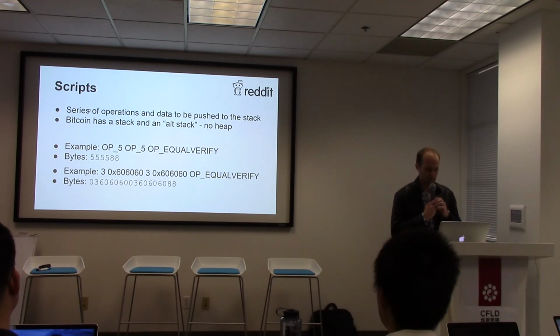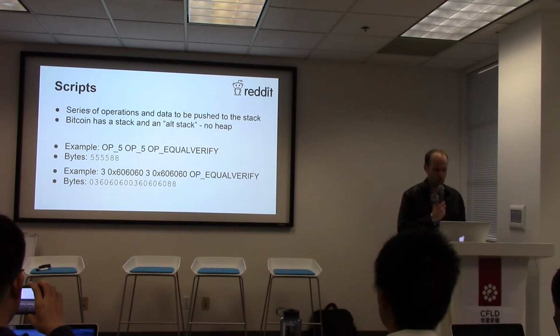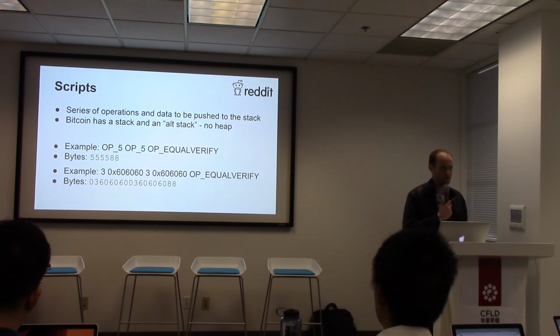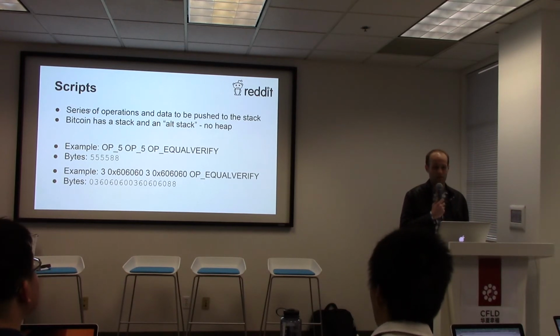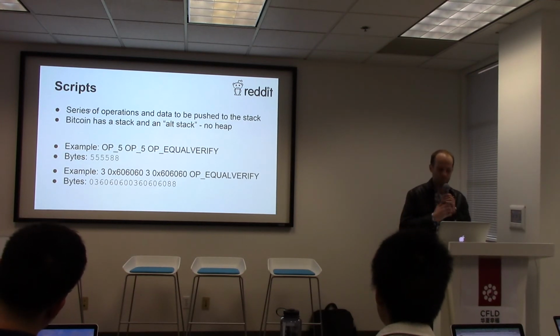Here are some examples. Here's a completely arbitrary example that I wrote down: op5, op5, op equal verify. This pushes the number 5, then pushes the number 5 again, and then verifies that the two things on the top of the stack are equal, which would verify to true. Another example is pushing data. In this case, you're pushing 3 bytes and then pushing 3 bytes, both of which are equal, and then running op equal verify again, which should return true because they're equivalent.